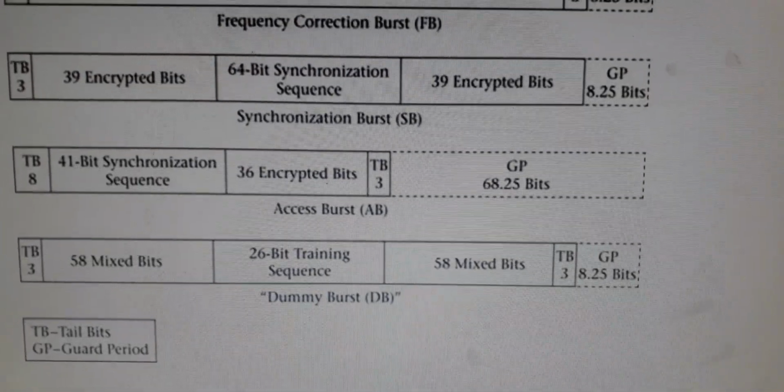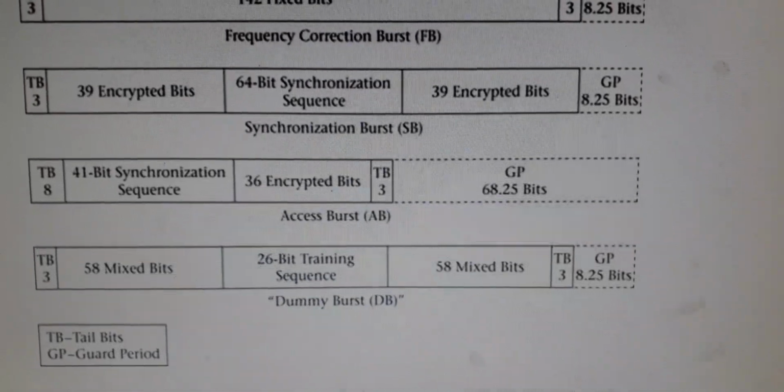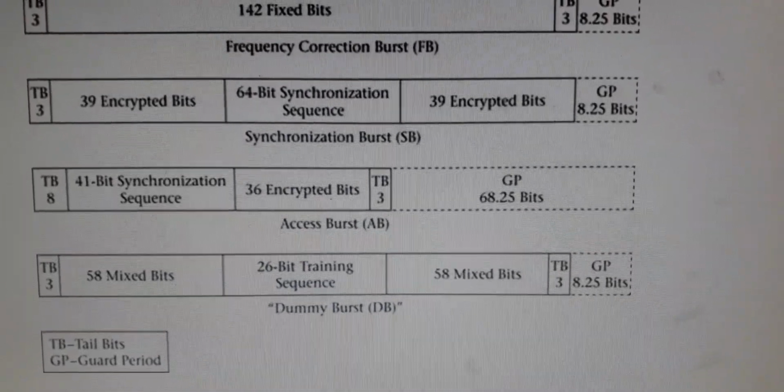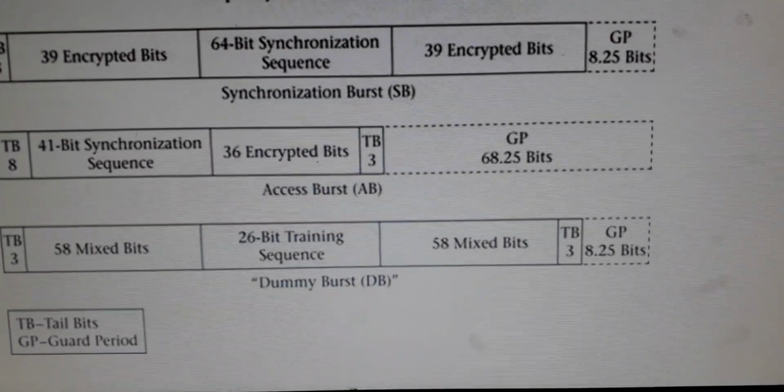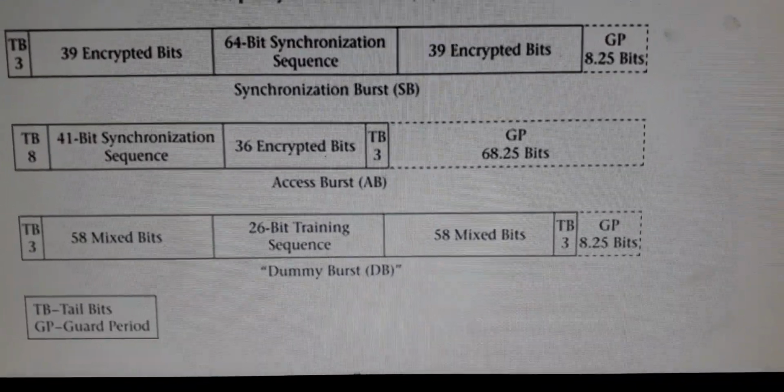Then there's the dummy burst, which is just used to check the continuity of the GSM network operations. It involves two sides of 58 mixed bits, tail bits and guard period bits.